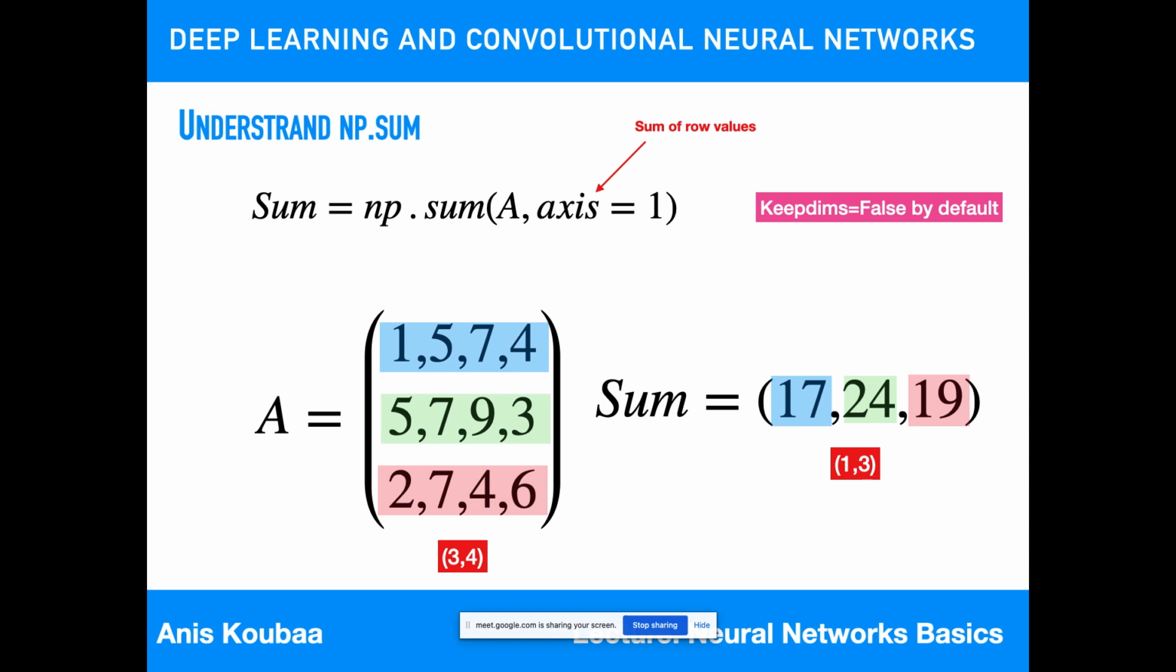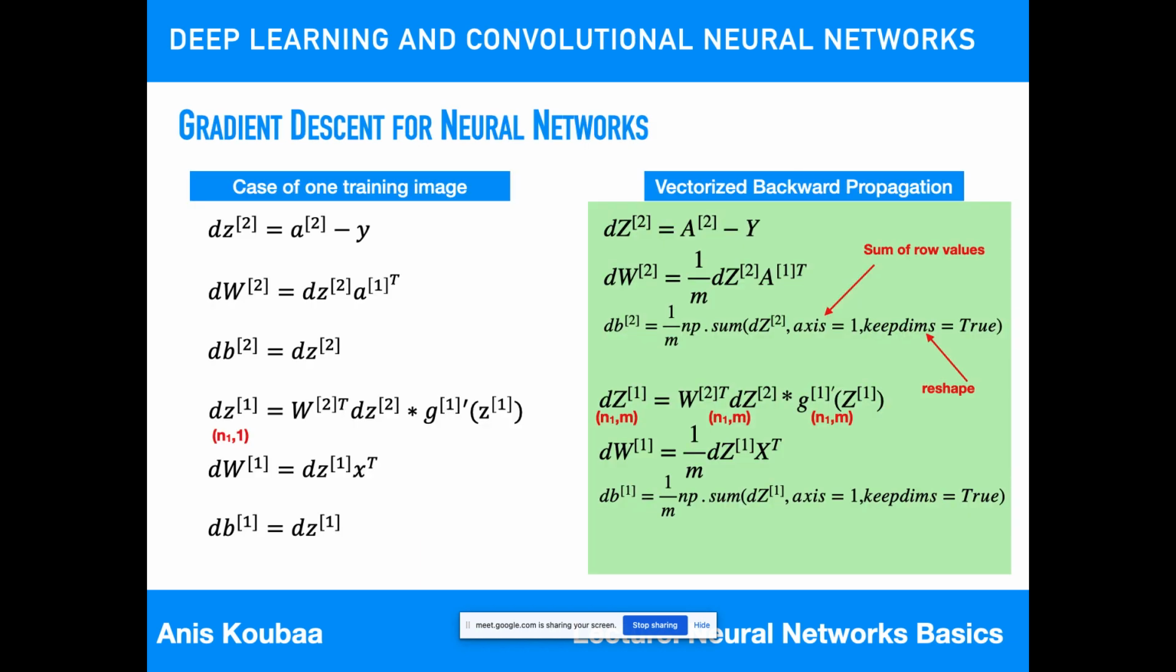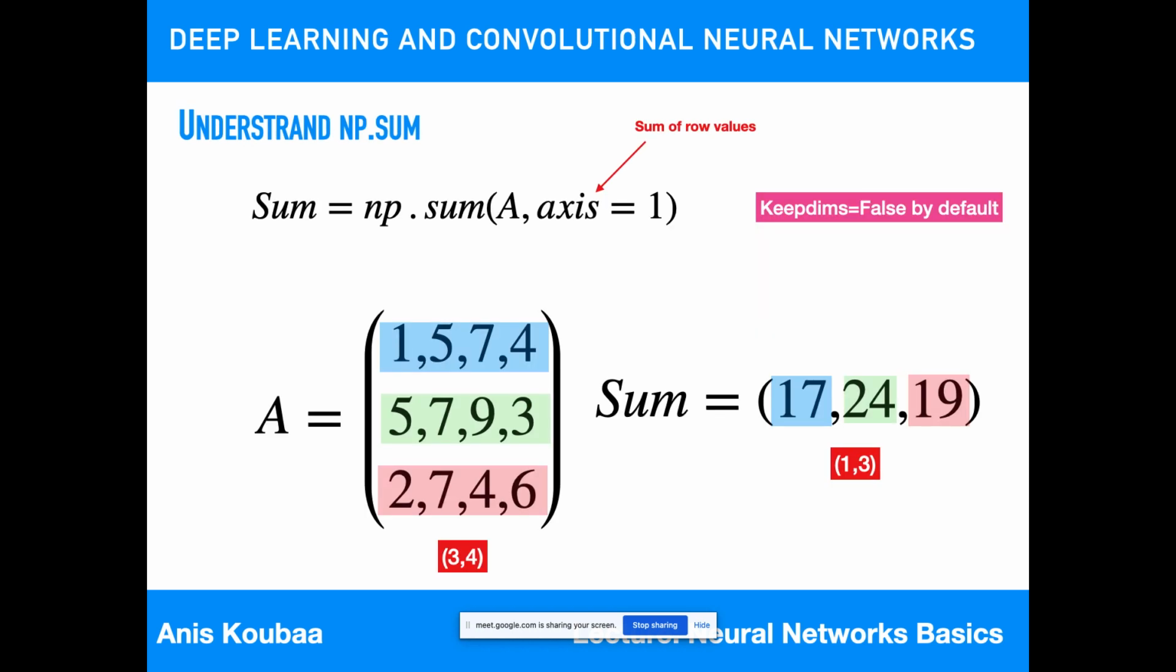Doctor, yes, what will happen if we make keep dims false? You will have computation errors. You can try it in the assignment, okay, and this will make the computation not correct. I explain the difference here in the next slide.